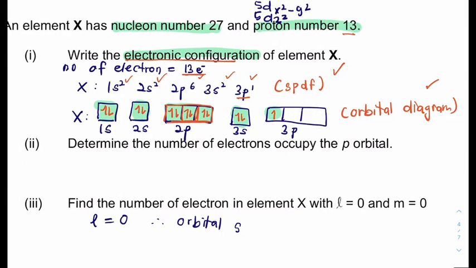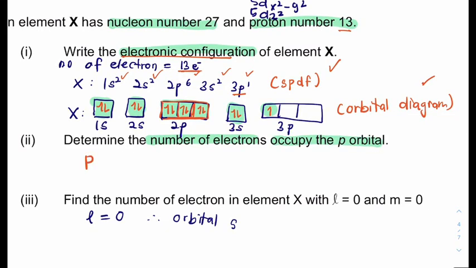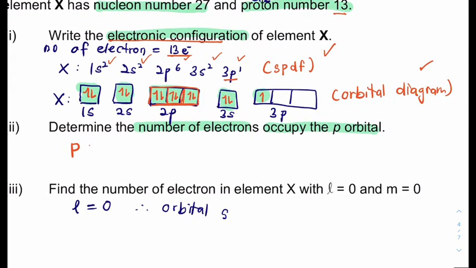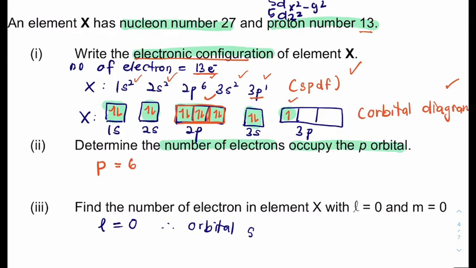And next, determine number of electron occupied by the p orbital. So you punya p orbital, you kira lah dekat sini dia ada at here will be 6, one will be 1. Okay, so overall will be 7.